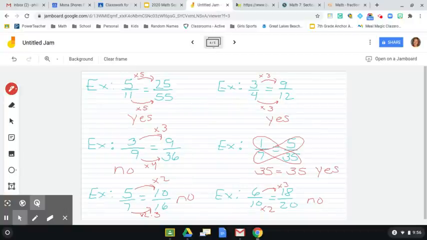Now, if you didn't, in let's say the first example, check to see how much larger it was getting, and you did cross products instead, that's fine. You would still get the same exact answer. Or like in my fourth example, instead of cross products, maybe you checked by seeing how much bigger, and that's okay too.